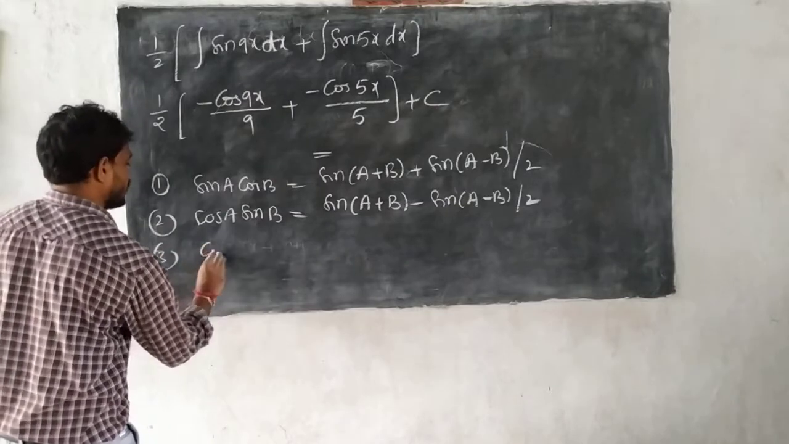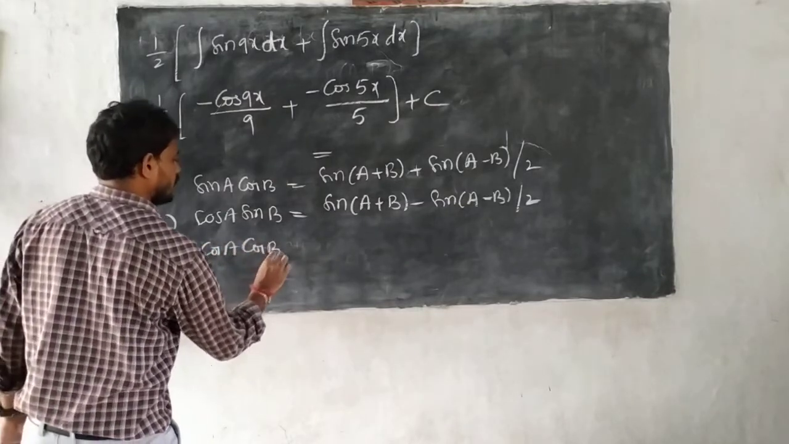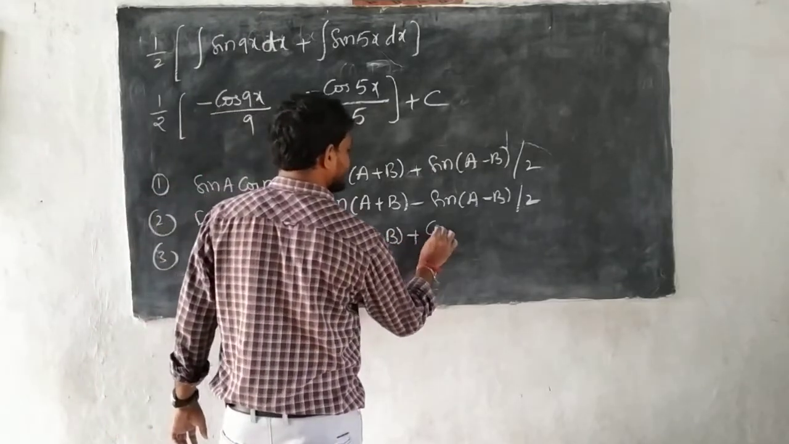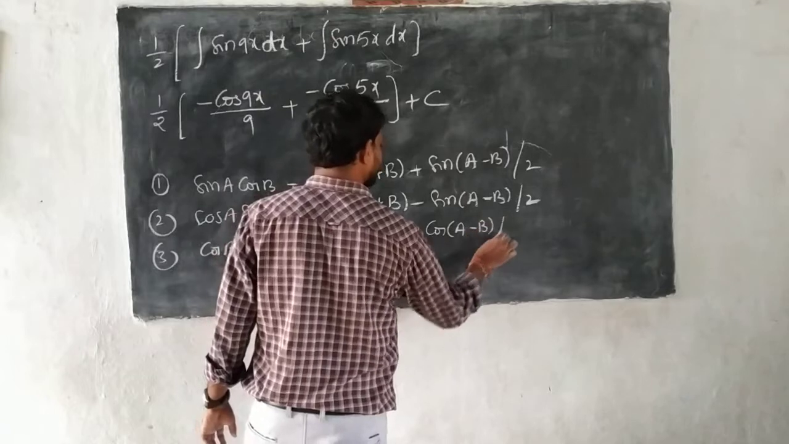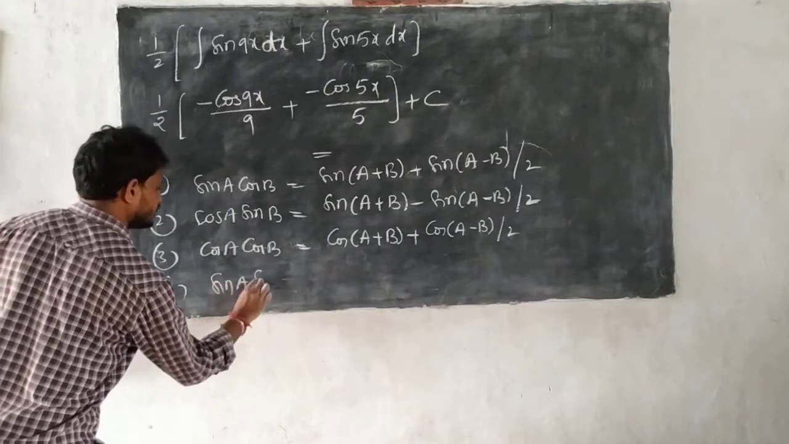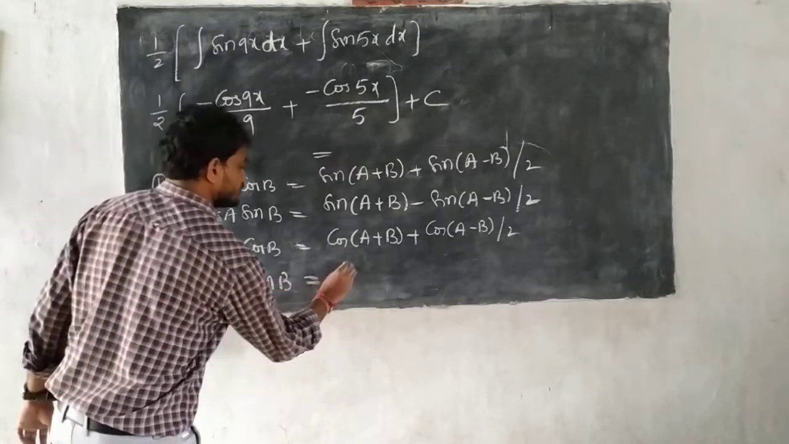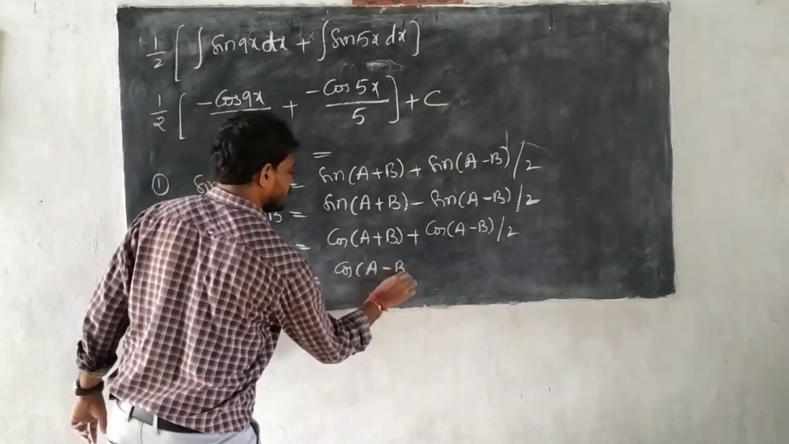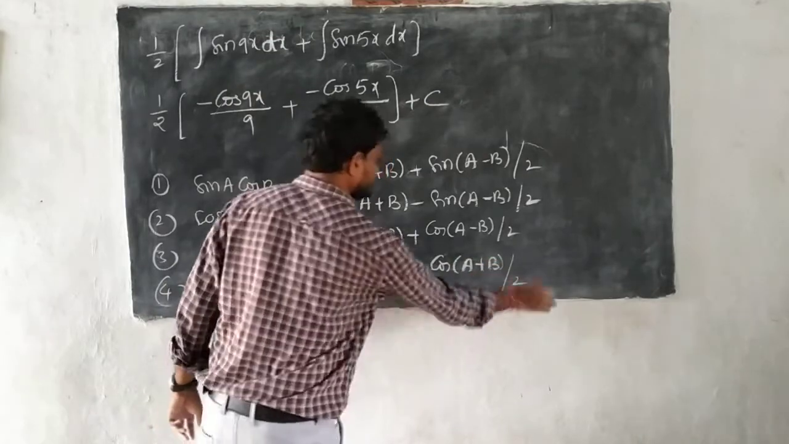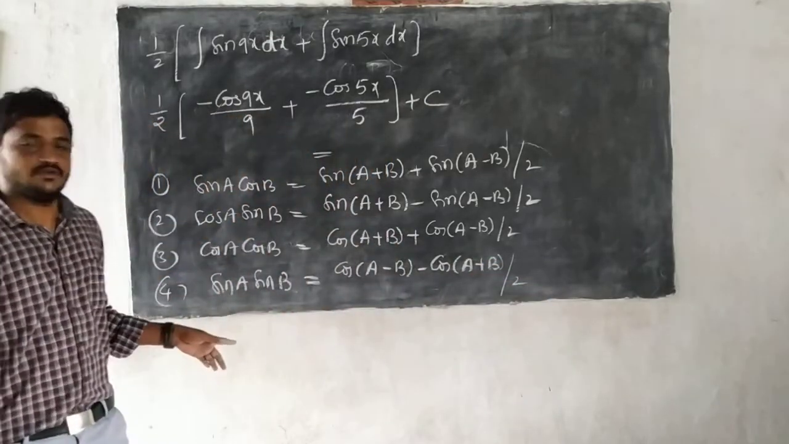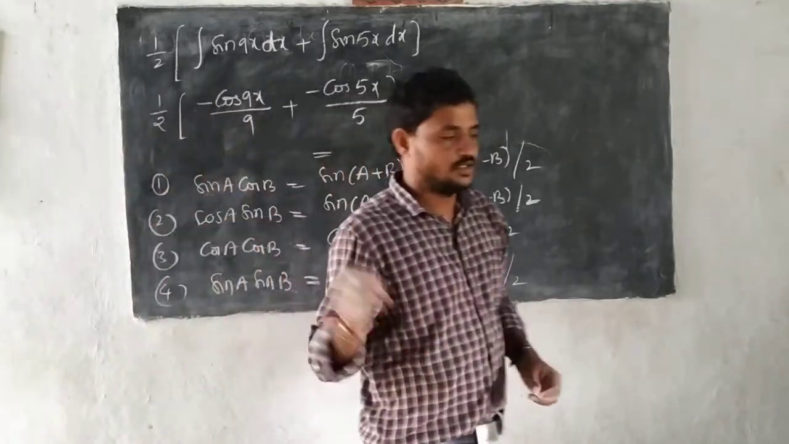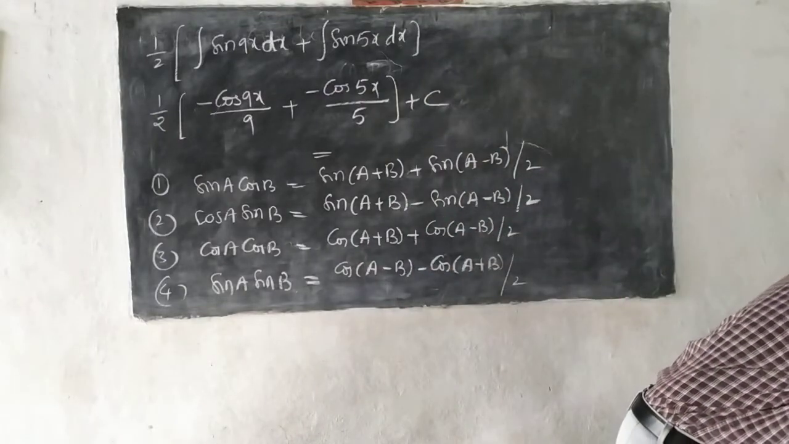And third one is cos A cos B, that is cos of A plus B plus cos of A minus B by 2. And fourth one is sin A sin B, that is cos of A minus B minus cos of A plus B by 2. So these are the 4 formulas which we are going to use to solve these types of problems. Let us see 2 more problems you have to solve similarly.